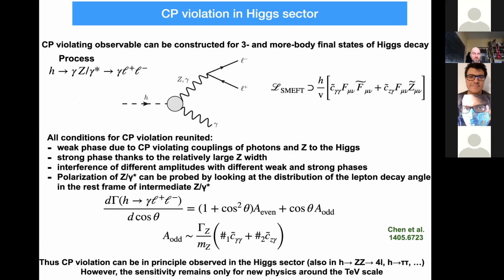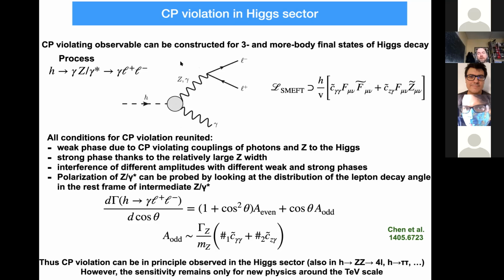But that doesn't mean that there is no possibility to actually measure CP violation at the LHC. You just have to go to more complicated processes. The simplest process that I know where you can see CP violation is a three-body decay. Higgs can decay into a photon and an off-shell photon or Z, and then this goes into two leptons. The CP violation in this process could come from this interaction that I was talking about between the Higgs and the photon tilde and so on.